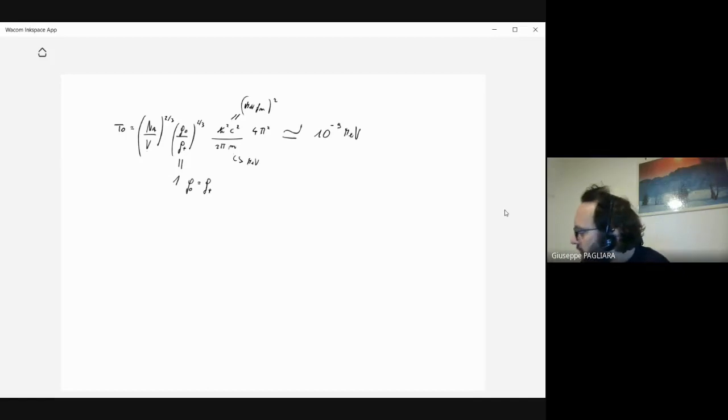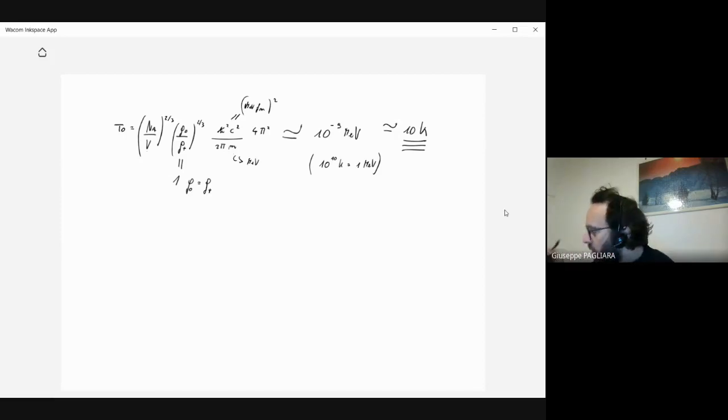Okay. Now remember that 10 to the 10 Kelvin is almost equal to 1 MeV. So to change between Kelvin and MeV, therefore this temperature, if I want to express it in terms of Kelvin, is of the order of 10 Kelvin. Okay. So a few degrees in the scale of Kelvin.